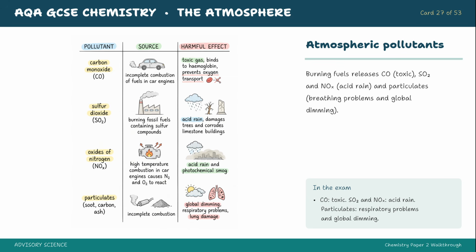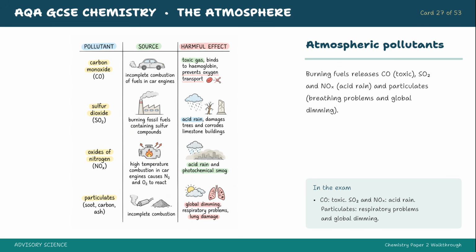Atmospheric pollutants. Burning fuels releases several harmful pollutants into the air. Incomplete combustion produces carbon monoxide, which is a toxic, colourless, odourless gas, and soot, which we also call carbon particulates, which causes breathing problems and global dimming.